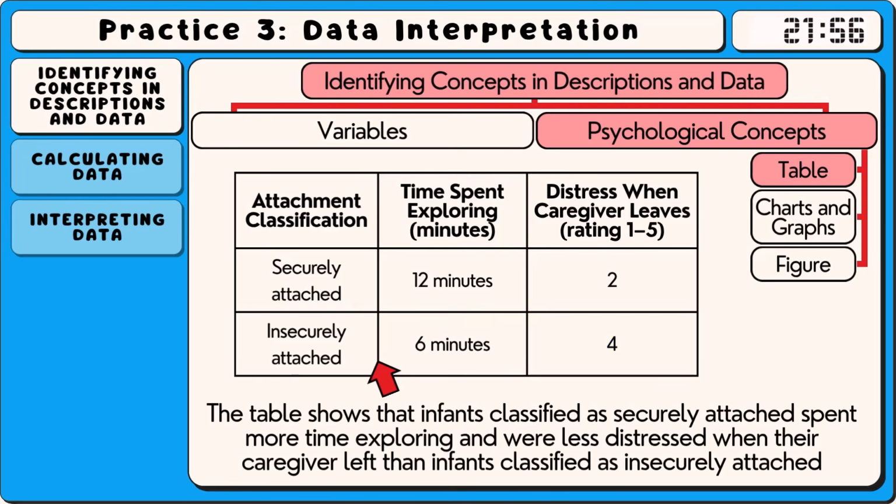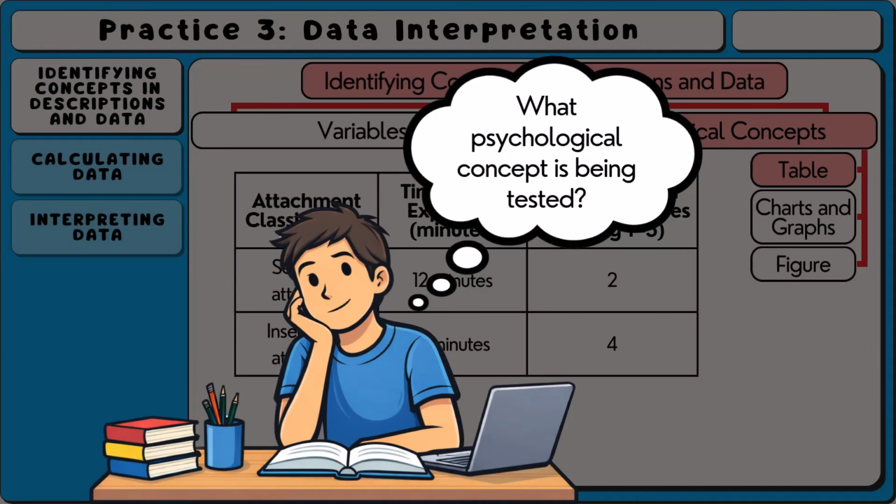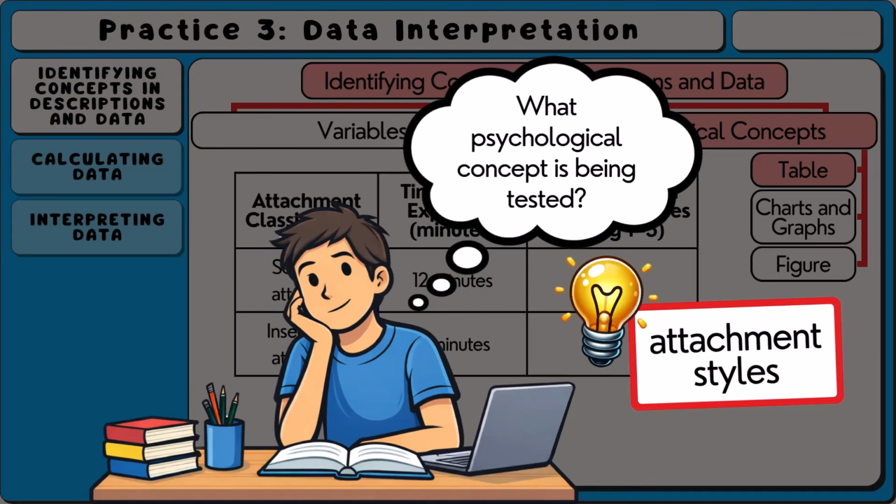So overall, it shows that infants classified as securely attached spent more time exploring and were less distressed when their caregiver left than infants classified as insecurely attached. You'd need to be able to explain the psychological concept that's being tested. So if you identified that the study is testing attachment styles, you would be correct. By the way, if you can't remember the concept of attachment styles, it's in Unit 3, Lesson 6.